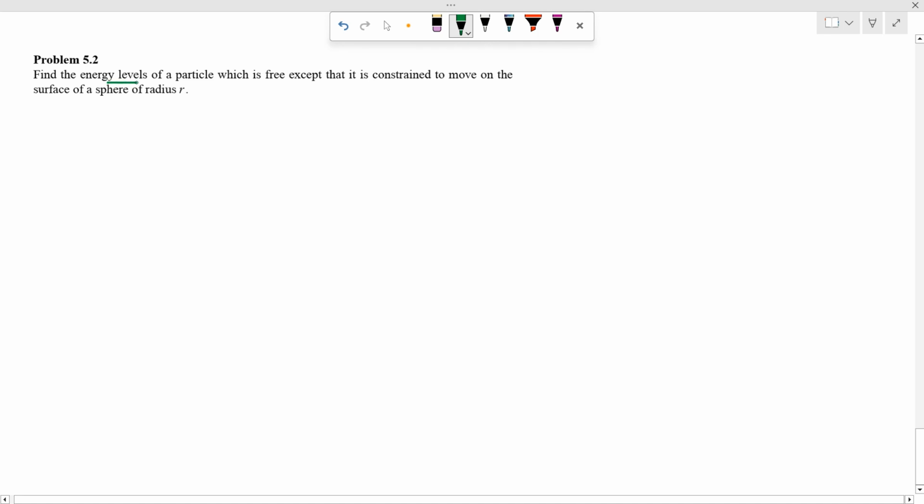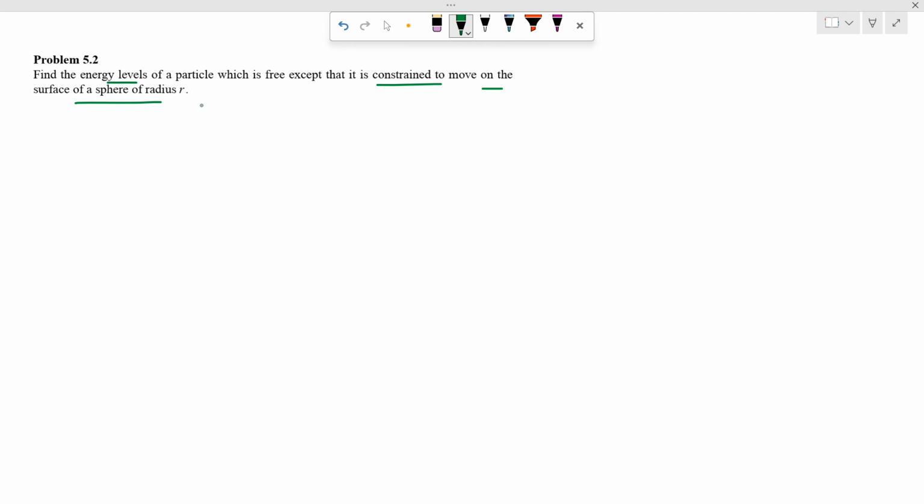Find the energy levels of a particle which is free, except that it is constrained to move on the surface of a sphere of radius r. So this system consists of a particle that is constrained to move on the surface of a sphere of radius r, but free from the influence of any other potential.